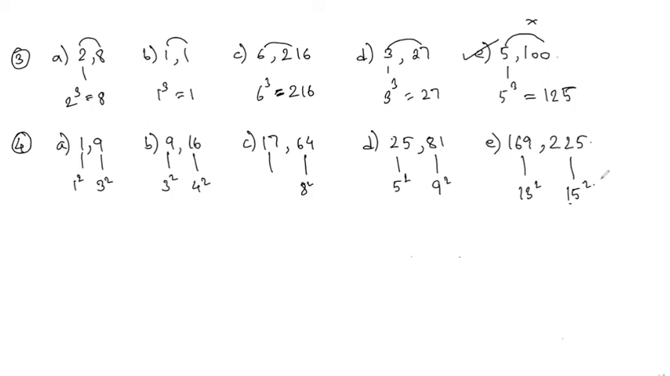Which option? Option C, ma'am. Correct. Why? Because in all other options, both the numbers are perfect squares. 17 is not a perfect square. Did you understand this? 17 is not a perfect square, but in all other 4 options, both the numbers are perfect squares. That is why option C, 17, 64 is the wrong pair in the given series. Did you understand this, everyone? Yes, ma'am.